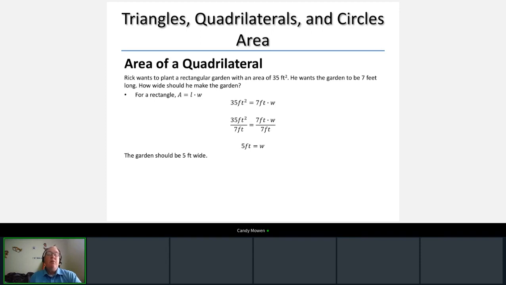Rick wants to plant a rectangular garden with the area of 35 square feet. He wants the garden to be 7 feet long. How wide would he make the garden? Okay, we're going to plug it in. Like I said, if you know 2 of the 3 parts of the formula, you can always find the unknown. In this case, our unknown is W, the width. 35 equals 7, or L, times W. We are going to divide both sides by 7, and we get 5 feet equals W, or the width is 5 feet.